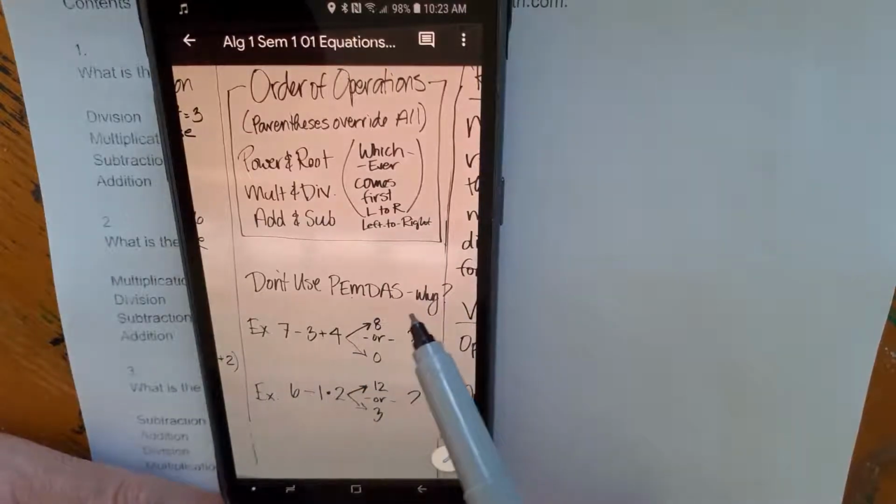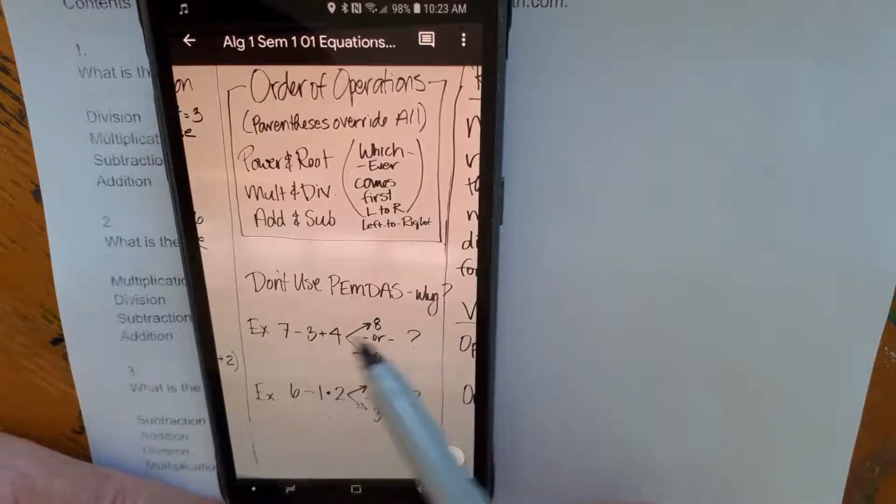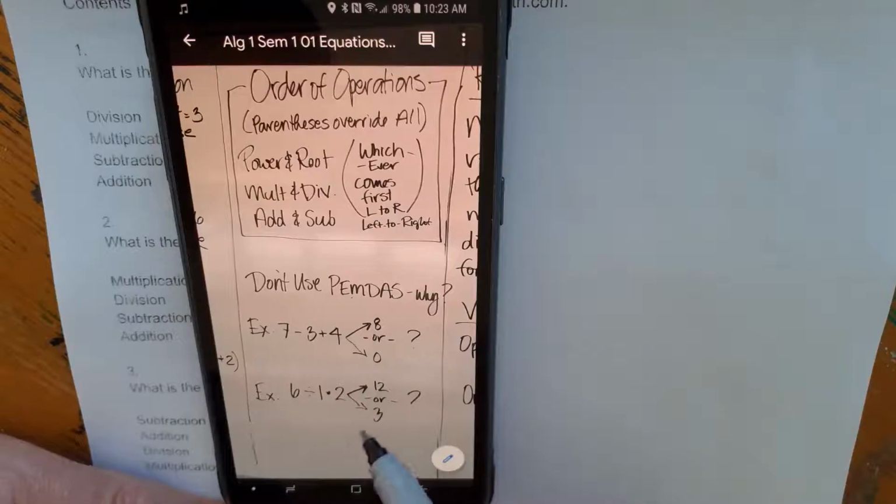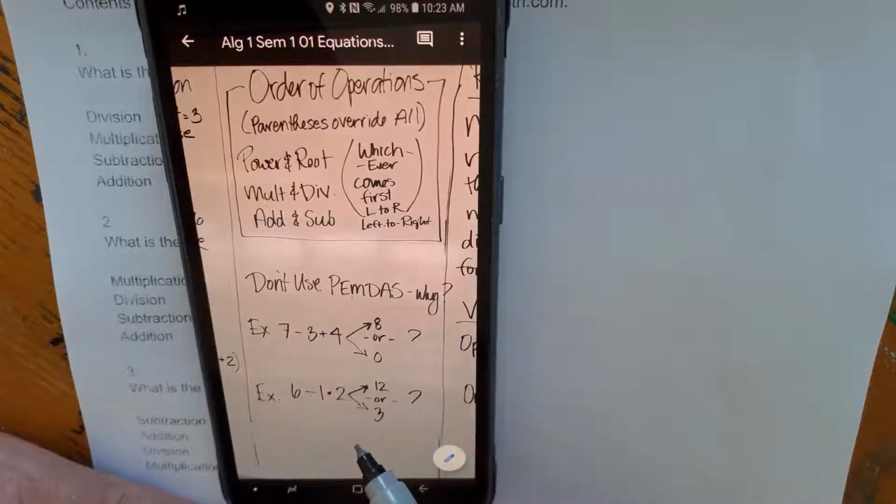So students are often taught PEMDAS. I don't like it, and I'll show you these two problems why. Well, I take that back. You guys, I love it for one reason and I hate it for another reason.